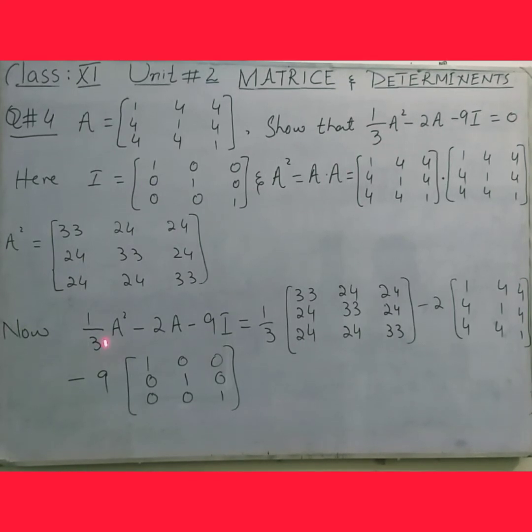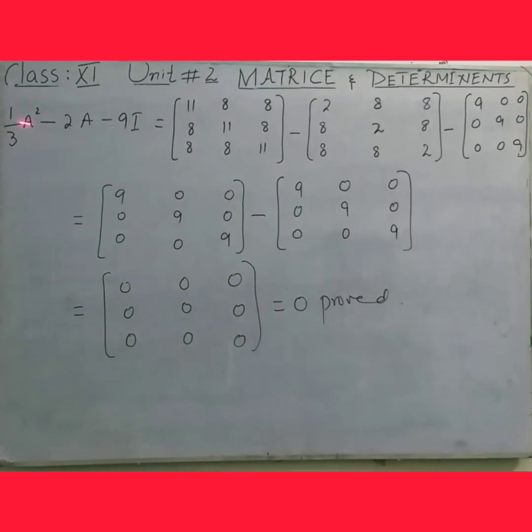So taking the left hand side, 1/3 A² − 2A − 9I, putting the values of A² , A and I. When we multiply 1/3 with A², we have [[11,8,8],[8,11,8],[8,8,11]]. Similarly, when we multiply 2 with A, we have [[2,8,8],[8,2,8],[8,8,2]]. And for 9I, when we multiply 9 with the identity matrix, we have [[9,0,0],[0,9,0],[0,0,9]].